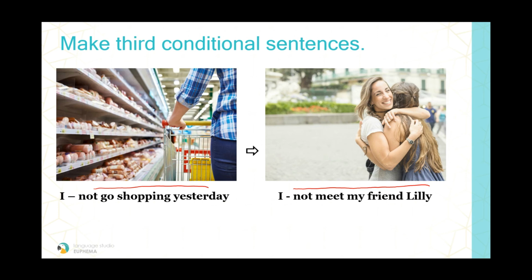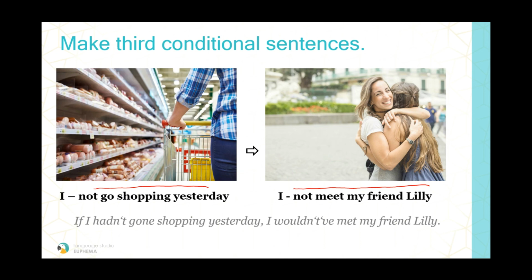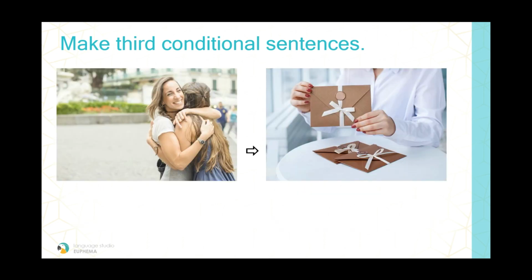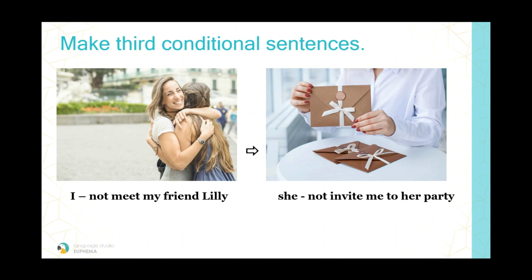Okay, let's check if you were right. If I hadn't gone shopping yesterday, I wouldn't have met my friend Lily. Very well. Now, how does the story continue? So I met my friend Lily and she invited me to her party. But what if I not meet my friend Lily, she not invite me to her party? Make a third conditional sentence.